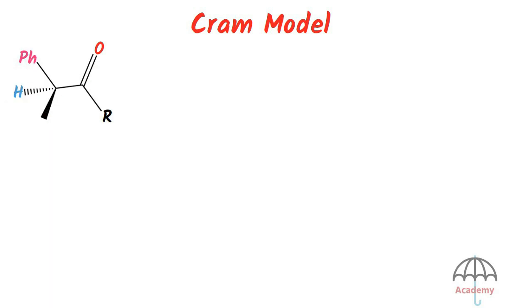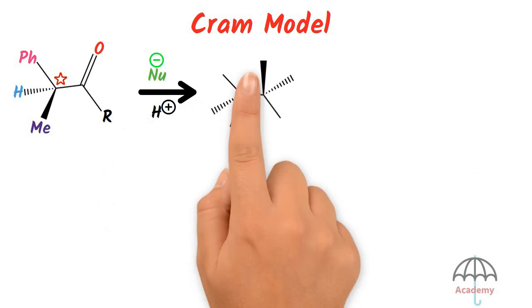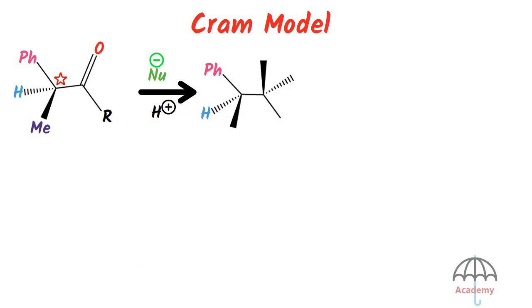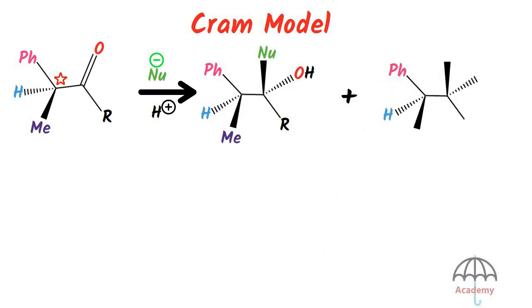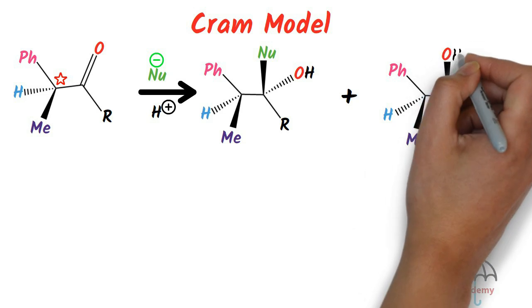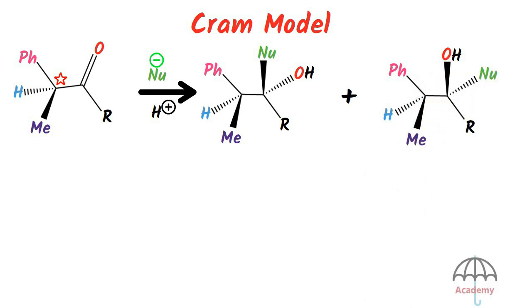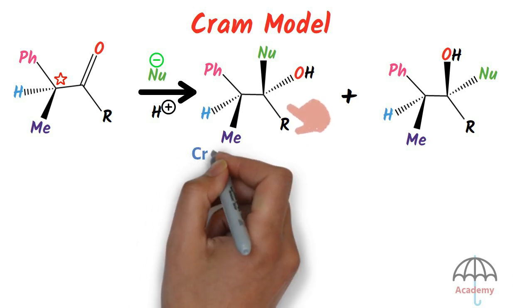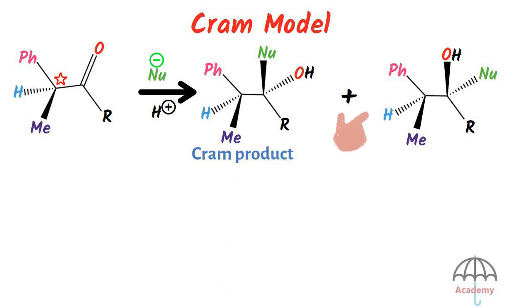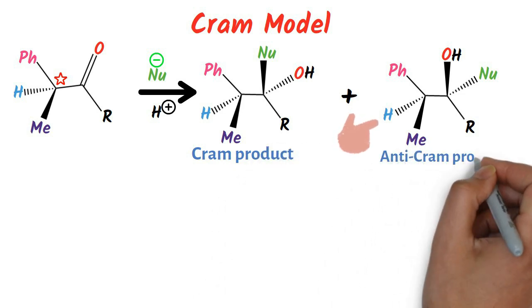Consider this ketone molecule. The molecule has a chiral center at the alpha position. Upon treatment with a nucleophile followed by protonation, the top face approach of the nucleophile will give a product with the nucleophile on wedges and the hydroxyl group pushed on dashes. The bottom face approach will give a product with the hydroxyl group on wedges and the nucleophile on dashes. As per Cram's model, this product will be major and is called Cram's product. This one will be minor and is called anti-Cram's product.